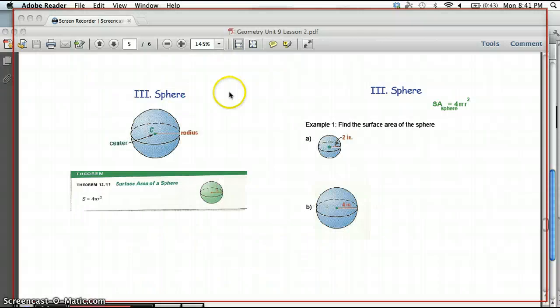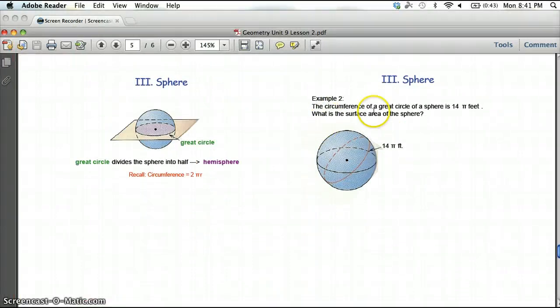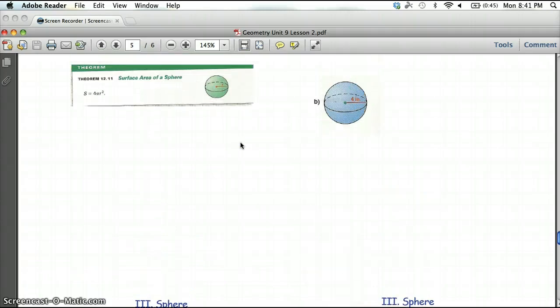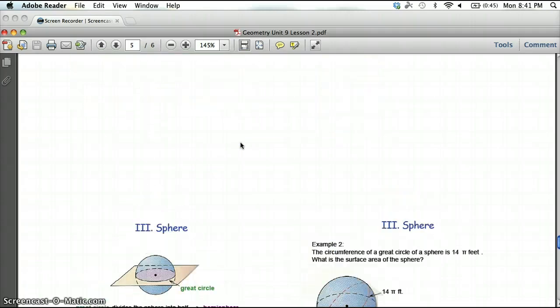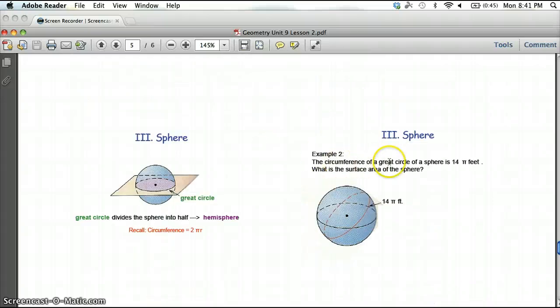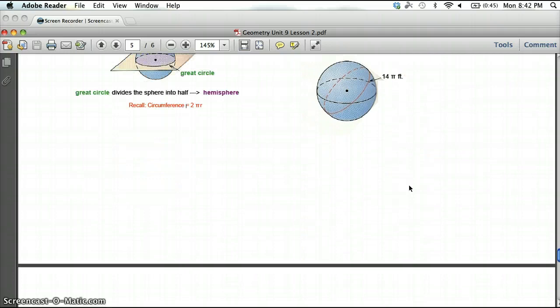And then let's go ahead and look at example 2. In example 2, it actually tells us the circumference, and if you recall, the circumference of a circle is 2 pi r. Now if you look, 2 pi r and the surface area of a sphere, it's half, because half of 4 is 2, and then radius squared is just radius by itself. So the circumference of a circle is 14 pi feet. What is the surface area of the sphere? So we take half of that and we get 7 pi.